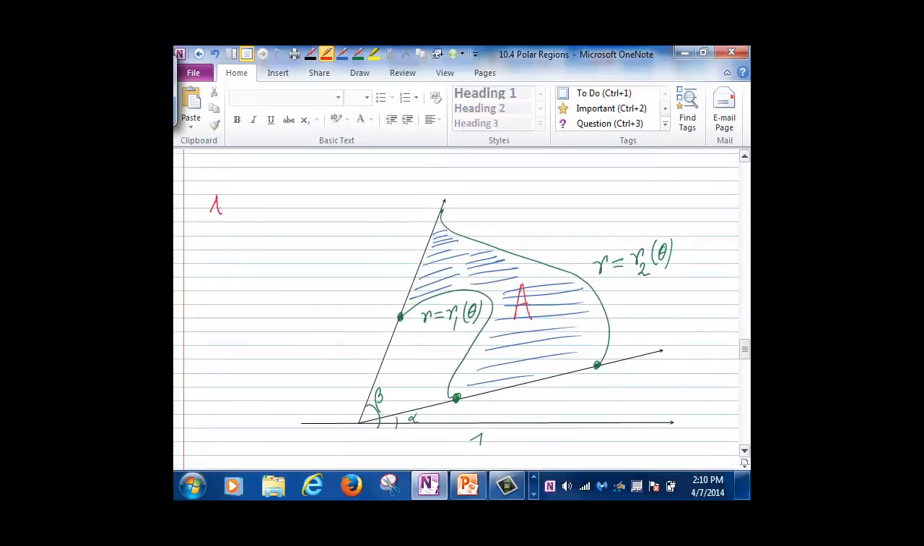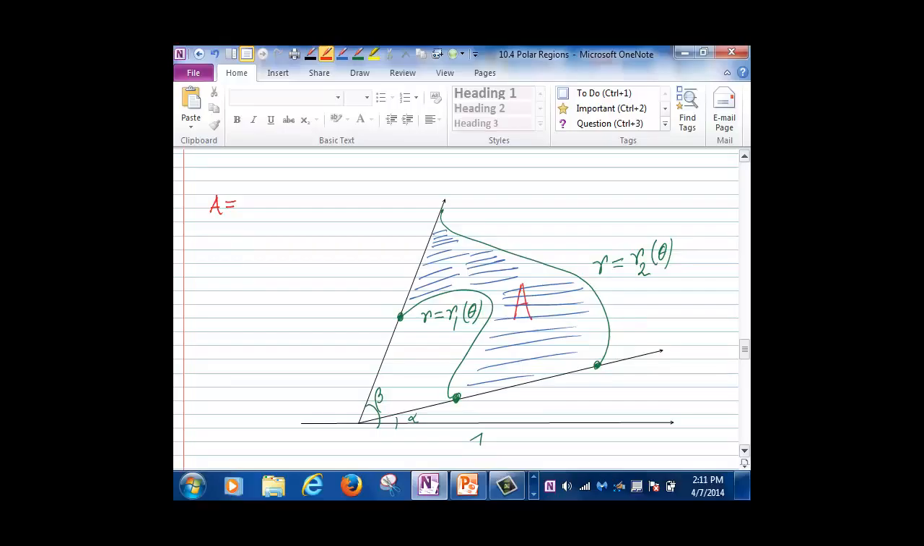Everybody is clear on the question now. Someone is saying R2 minus R1. Okay, so that's what I was looking for. Notice that the area between the two curves is the same as the area bounded by R2 of theta and the two rays, minus the area bounded by R1 of theta and the two rays, right?